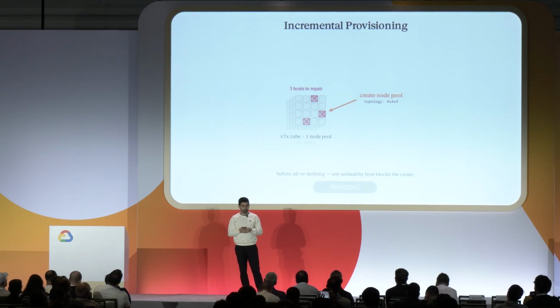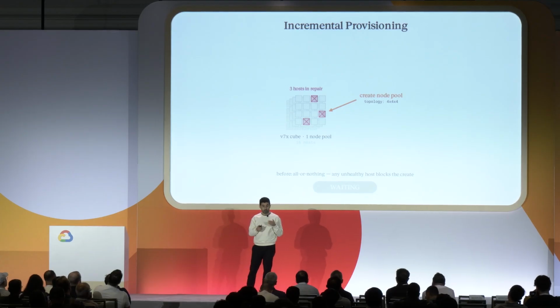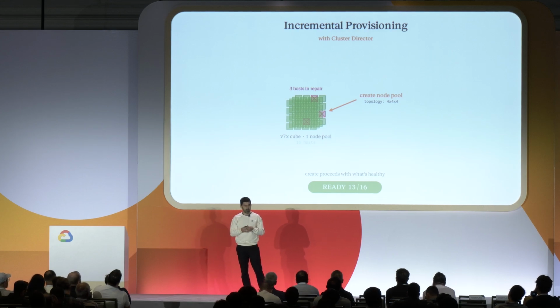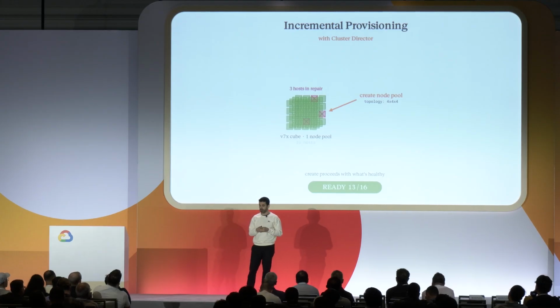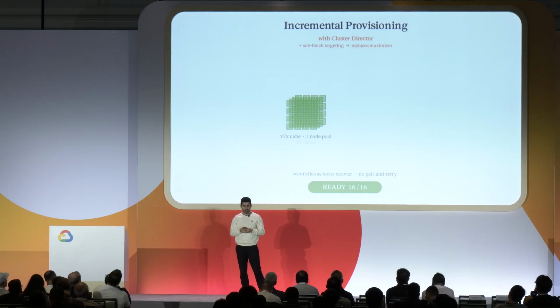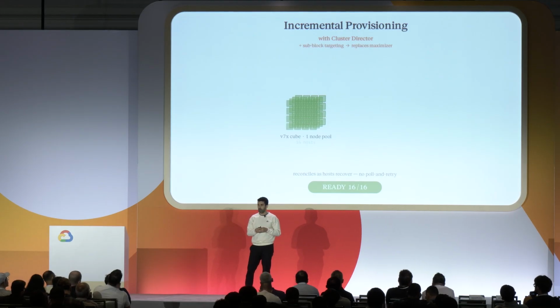In this specific example, we have a 4x4 cube that has 3 hosts in repair. At this moment, we can create it, and it will come as a node pool. We can see all of the hosts, but we know that 3 of them are in repair, so we might not be able to utilize it fully. And this is a new functionality that we have with Cluster Director. Once those hosts are back to healthy, we can then make use of that 4x4x4 to its full extent.